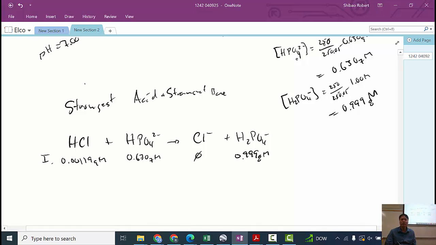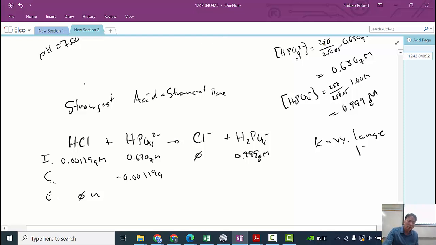Strong acid and strong base react to completion, so K is going to be very, very large. And so we've got to figure out what the limiting reagent is. The HCl is going to be the limiting reagent, and so we're going to be left with no HCl. So buffers are going to neutralize the added acid, and we're going to lose some of the base. How much of the base? 0.001199. So I'm going to take 0.6307 minus 0.001199, and that gives me 0.6295.